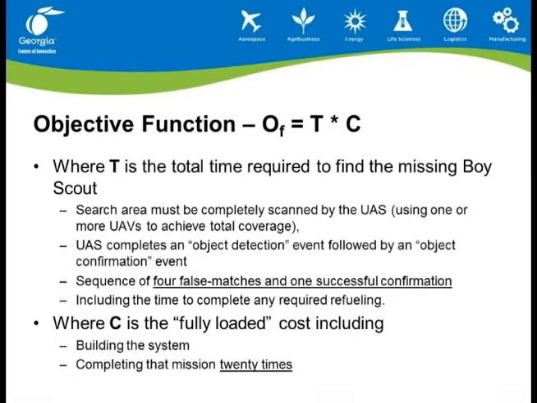So the objective function we're looking at in this challenge, OF, is essentially the time to find the missing Boy Scout multiplied by the cost of fielding the system, and operating the system.